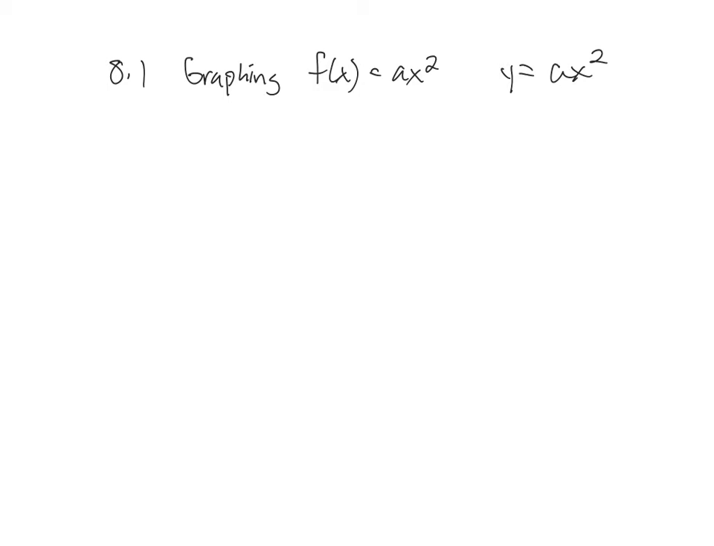And so what a graph of anything with x squared looks like is a U. It could be upside down, and we'll get to that. But this is called a parabola. So if you see that word, that's what we're talking about.